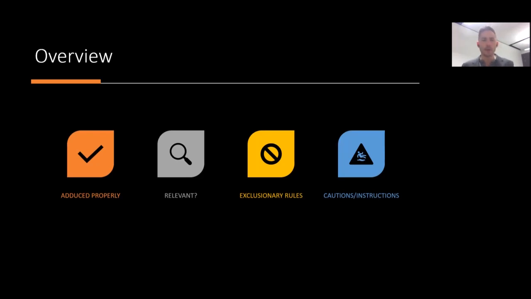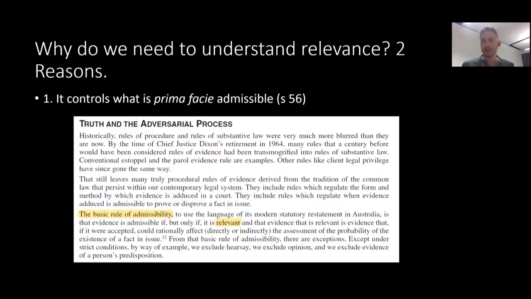So today's relevance, then exclusionary rules, and in the last class we'll talk about proof one more time, instructions given to the fact finder about how to weigh up the evidence that we've now determined is admissible, not subject to an exclusionary rule. Relevance, I think, and many people agree, is the most important, most basic, most foundational evidence rule.